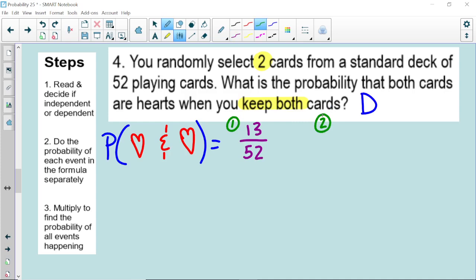Event 2. Now this time, Shaylee is keeping the card. We're not replacing it. So the card is kept. So now, when I go to Ty, and I say, go ahead and pick another heart, how many hearts remain in the deck if Shaylee kept one? 12. Now there's 12 left over. Out of how many cards are there to pick from this time? 51. Because again, Shaylee kept that card. So now there's only 51 left over for Ty to pick.